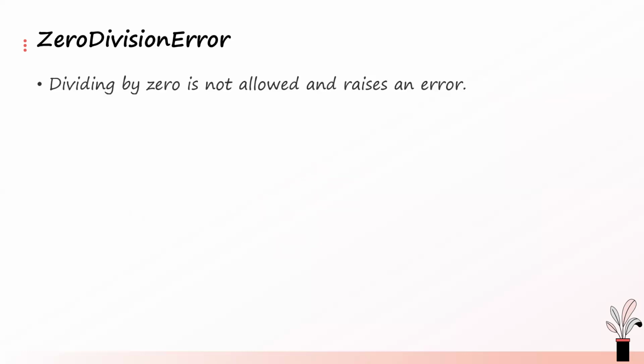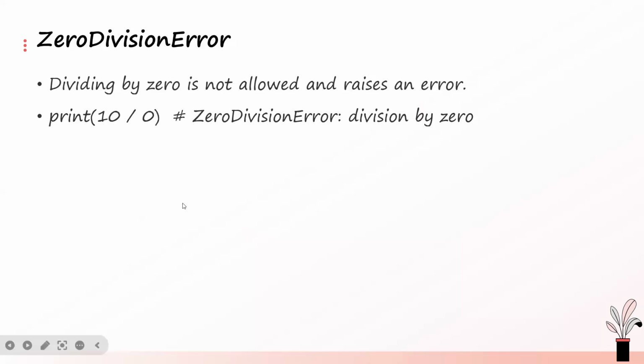Okay, so you cannot divide by 0. If you try to divide by 0, you get an error, whether you're doing integer division or floating point division. You cannot do this. You can never divide by 0. It's going to throw an error.